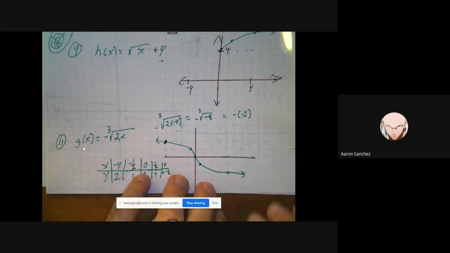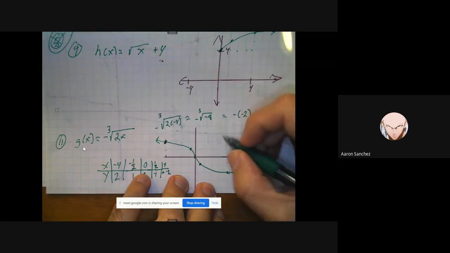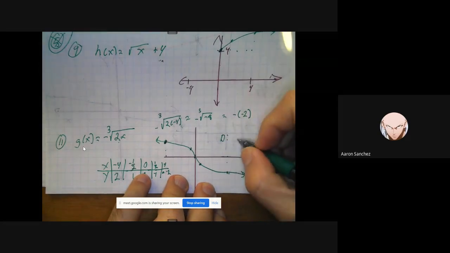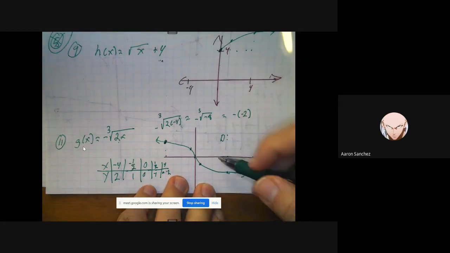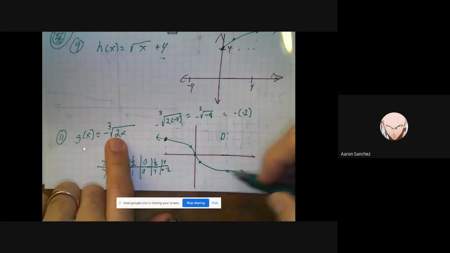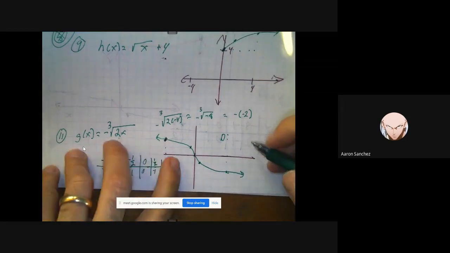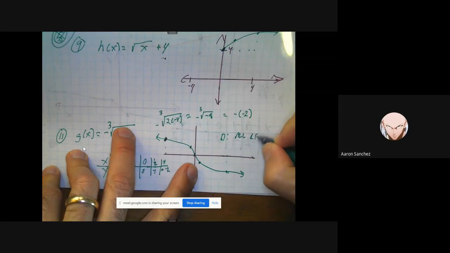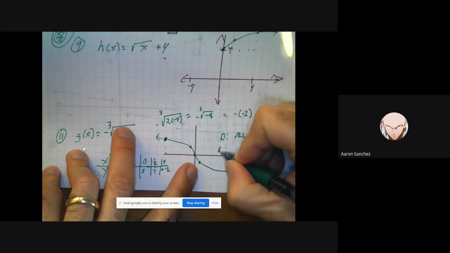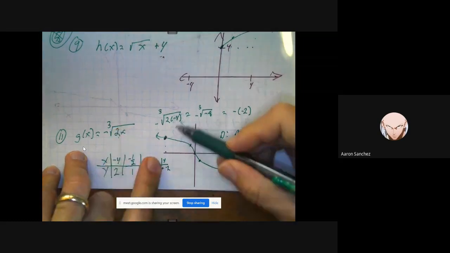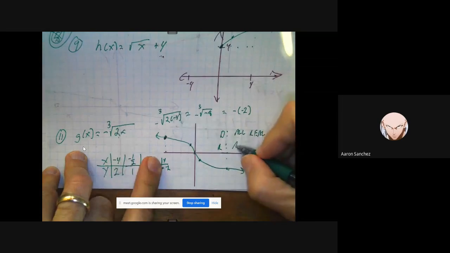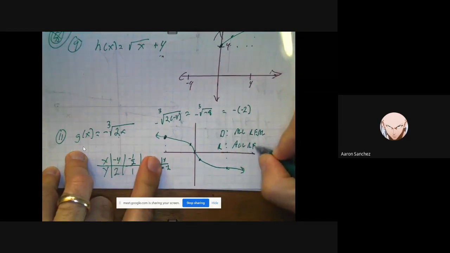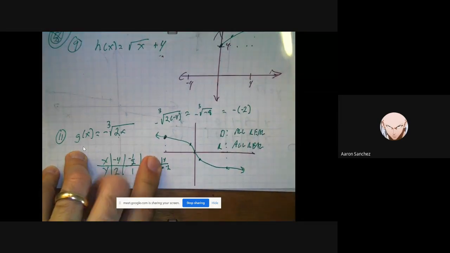Oh, shoot, I forgot to do the domain and range. Domain. The domain is all of my x's. Notice it goes from negative infinity to infinity. So we can say either all real or negative infinity to infinity. My range also goes from negative infinity to infinity, so that is also all real. All right? I'll leave that there so you can write it out.